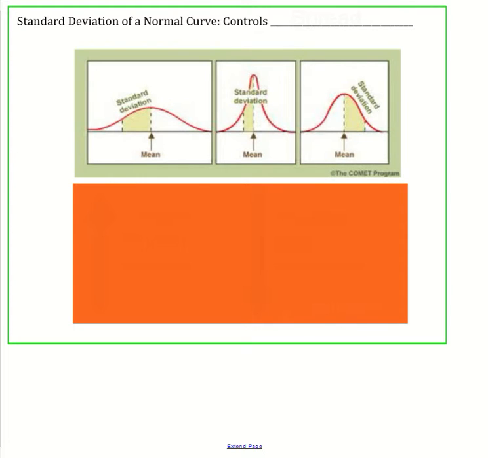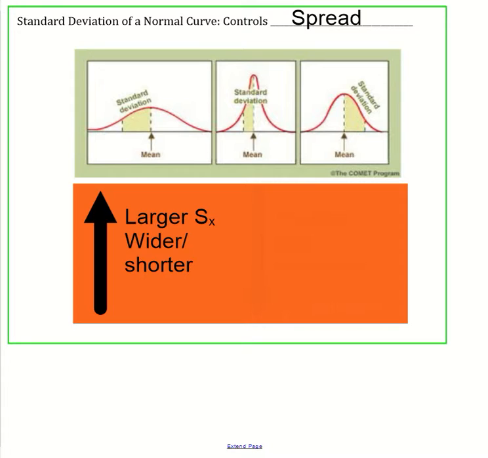So here we have 3 different curves. And the standard deviation of a normal curve controls the spread of the curve. In this first one, it's a longer, fatter graph. And when that happens, we have a larger standard deviation. You see that space under the curve, that distance along the x-axis is larger. So when the standard deviation goes up, we get a wider but shorter curve.